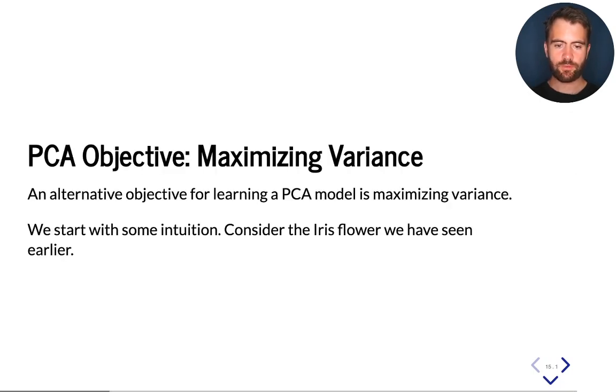Now, another objective that we could use for PCA is called variance maximization. In order to explain what this means, we're going to look at an example.